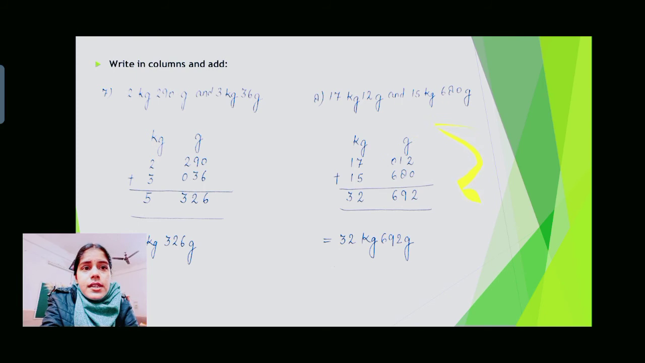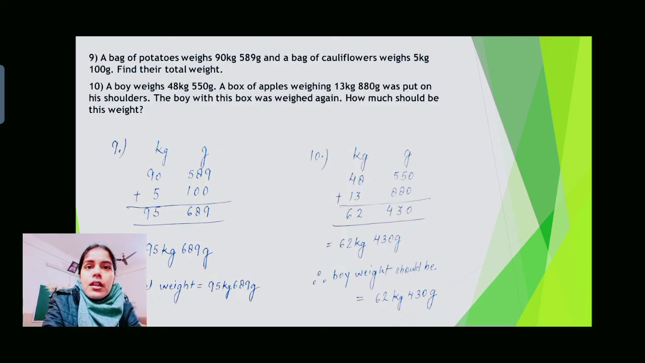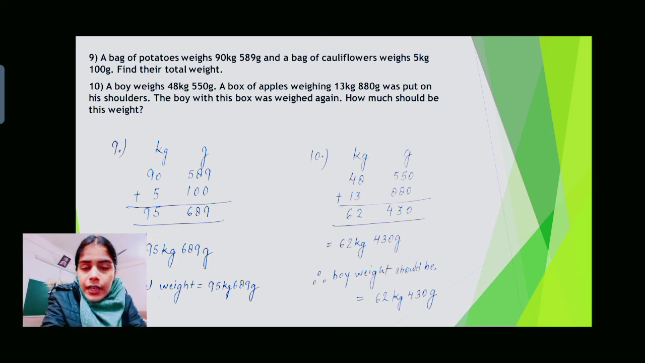Okay class, similarly let's see another question, which is 17 kg 12 gram and 15 kg 680 gram. Again class, you have to arrange the numbers in column section first and then you will add them. Okay, and by following the same process we have our answer 32 kg and 692 gram. Class, remember, these questions you need to do very specifically. Do not get confused between the numbers, whether you are carrying the number forward or not.